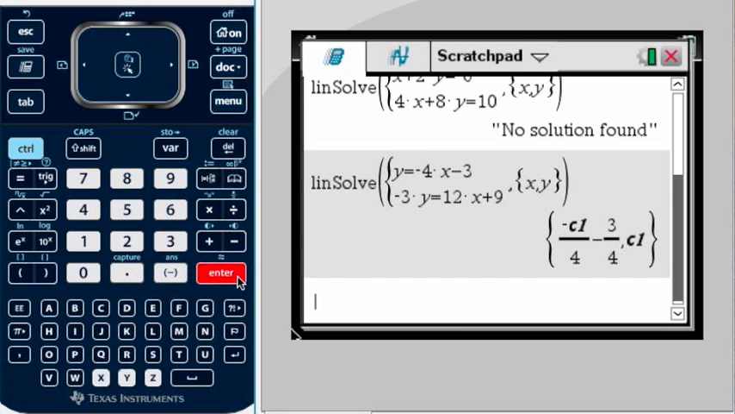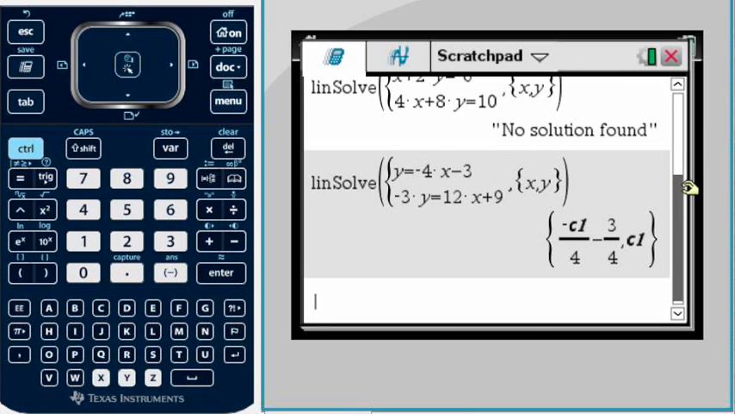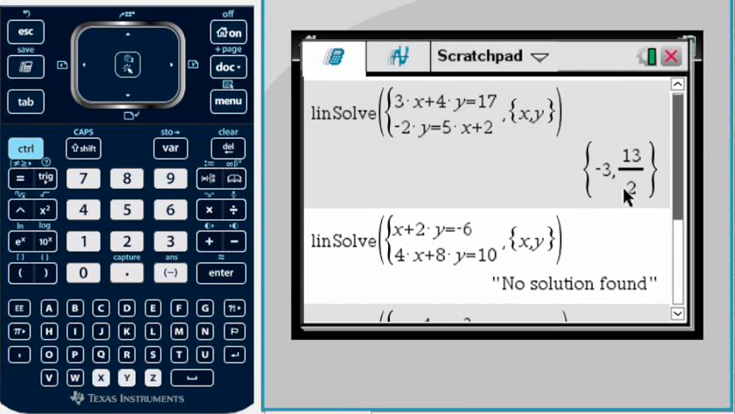And we press enter. Now, this is really particular, what you're seeing on your screen right now. Every time that you see C1, a lot of the times it's next to a fraction, a lot of the times it is involved in an operation of fractions, and many times it's just by itself. What this means is that your system has an infinite amount of solutions. So every time you see C1, that's what that means. So this is infinite solutions. If you have no solutions, that's exactly what you will see on your screen. And if you have one solution, you will actually see the values of your x and y.